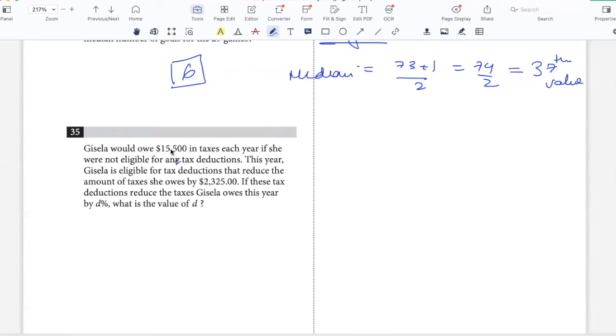Okay, see, she would owe this much without deductions, and with deductions, this goes down by this much. Okay, so then I just have to find 2,325 by 15,500 into 100. So that would be 2,325 by 155. Let's just plug that in. 2,325 divided by 155. So 15%.